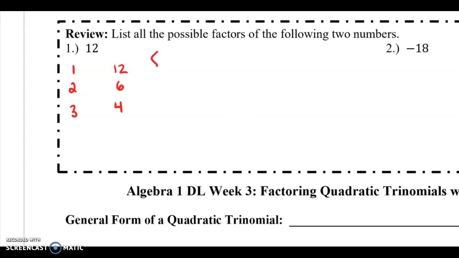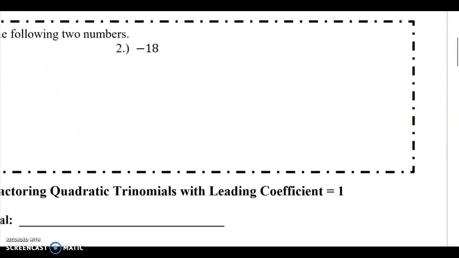Also, a list of factors is -1 times -12 will also give you a positive 12. And -2 times -6 will also give you a positive, and -3 and -4. Okay, so that's something to consider here. We're not just talking about positive factors, but two negative factors will also give you a positive result when you multiply them together.